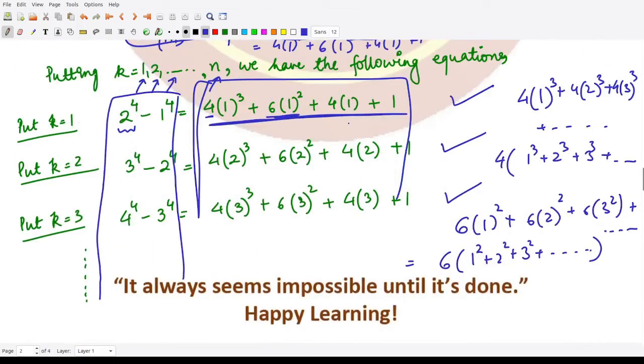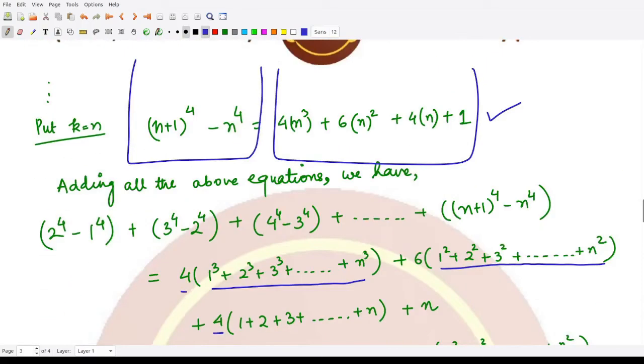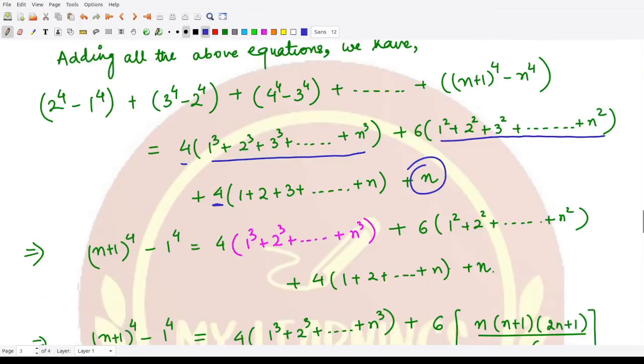And next we have the structure of these terms: 4 into 1, 4 into 2, 4 into 3 and so on. While adding them, we can take 4 as common, so we will be left with 1 plus 2 plus 3 plus up to n. And in the last we have 1 plus 1 plus 1. How many times? In total n times. Because we have n equations in total, this would turn out to be n, right? So this is what our equation becomes.